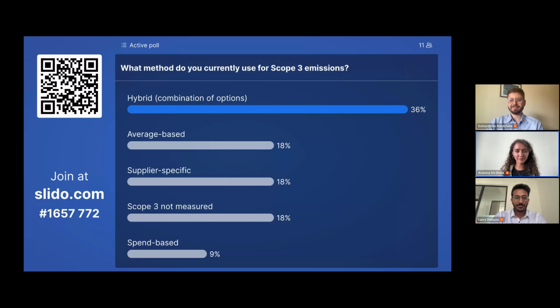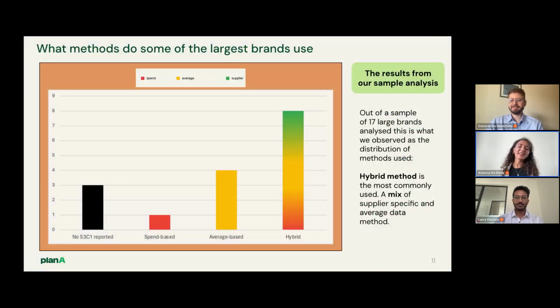And I would say, if we check the next slide, this is quite aligned with what we have seen. So we did a small analysis on a sample of 17 very large brands. These are the biggest brands in the world, with revenues between 500 million and 6 billion per year. And as you can see, this is quite aligned with the results of our poll, so I'm happy to see that. Spend-based likely is the least used one, while average-based is used by quite a few. And the most used one is the hybrid method, so a mix of primary data and secondary data, which is really, really ideal.